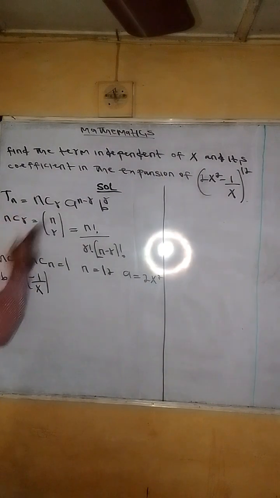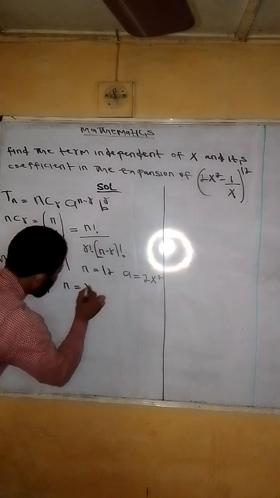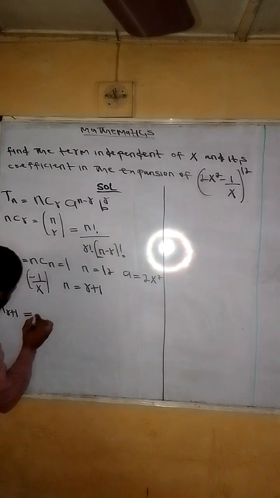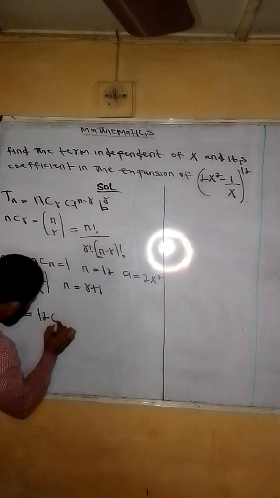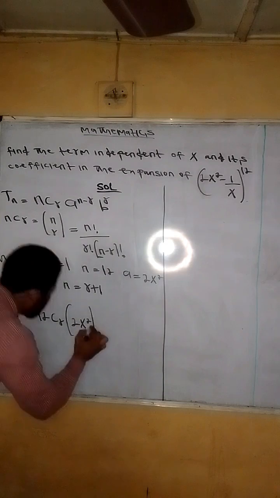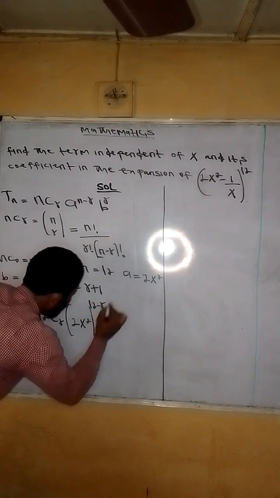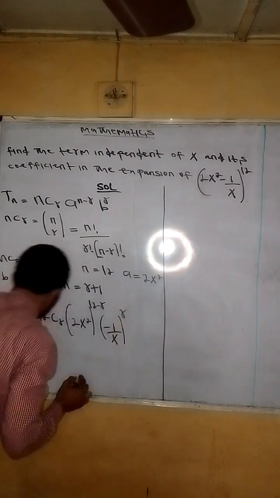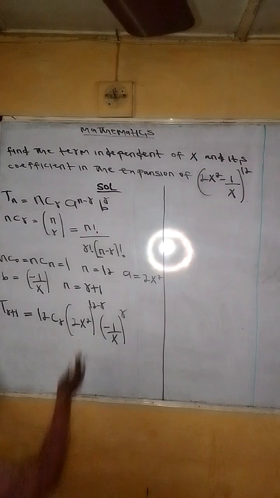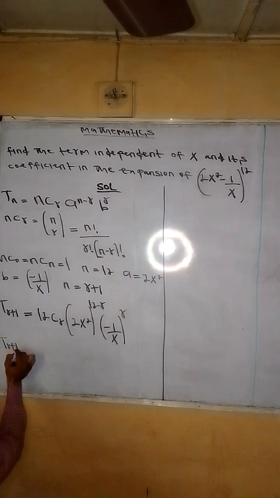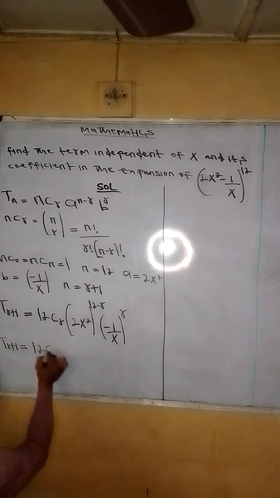Now, without wasting further time, let us quickly insert all these values into this place and simplify. Please take note that n is still the same thing as r plus 1. So we can simply say that T(r+1) is 12 combination r, into a, which is 2s squared, raised to the power 12 minus r, into b, which is minus 1 over s, raised to the power of r. Now let us quickly explain. Remember that what we simply need here is the s.